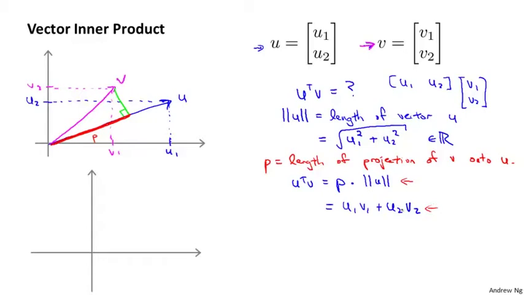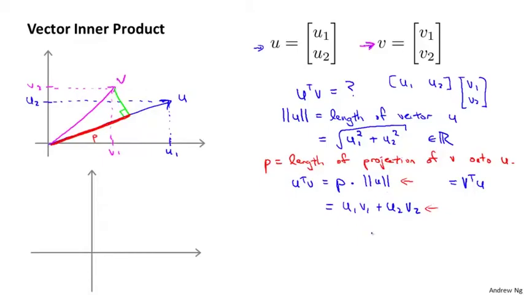And by the way, u transpose v is also equal to v transpose u. So if you were to do the same process in reverse, instead of projecting v onto u, you could project u onto v, then do the same process but with the roles of u and v reversed, and you should get the same number, whatever that number is.